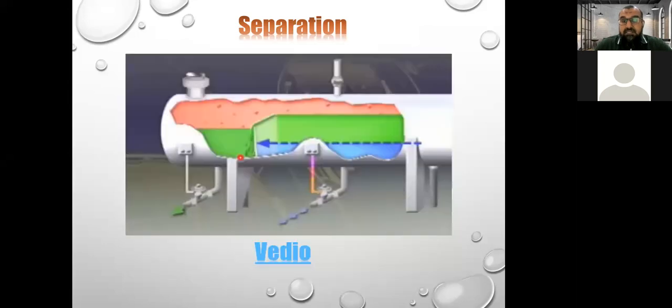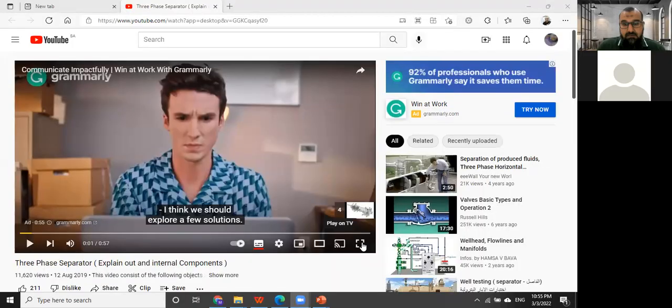So let's move to more details about the separation and how it works. Let's watch this video. In this video that will open now, it will give you a clear indication about how the vessel and the separation will work. Let me ensure that I am sharing my screen fully so that everyone can see the video and hear the sound as well.